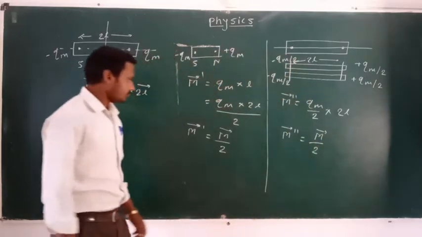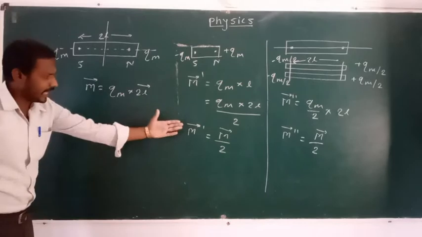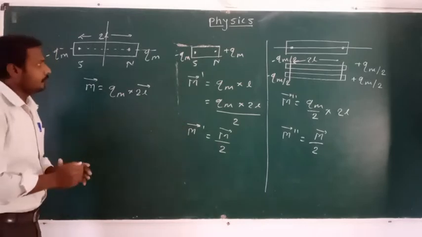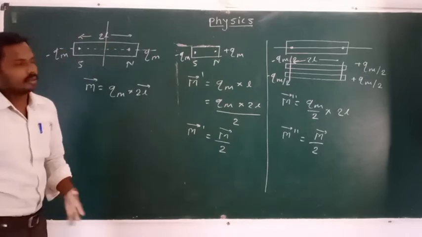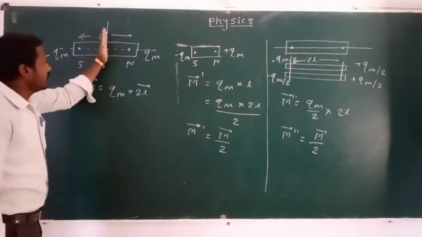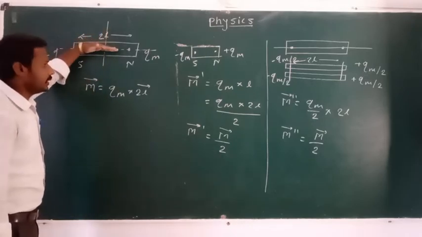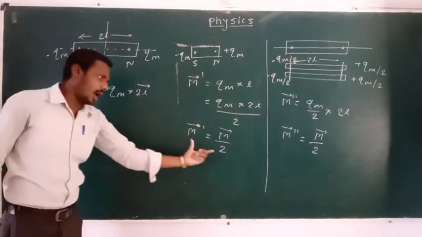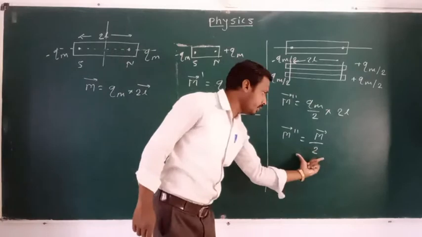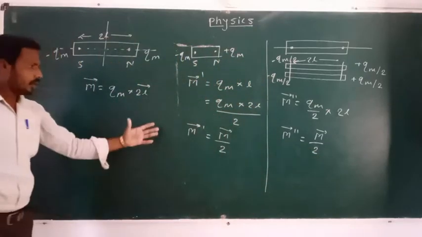Okay, the summary of that: divide the bar magnet into two equal parts, perpendicular to the length or along the length. Its dipole moment becomes half.